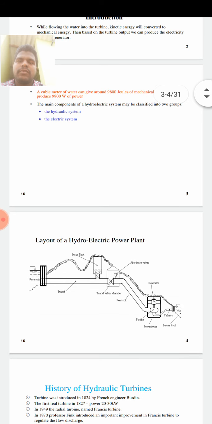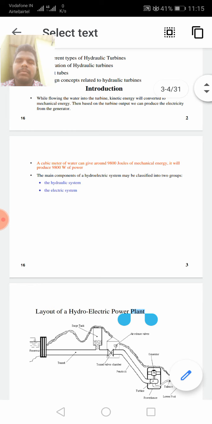Introduction. While water flows into the turbine, kinetic energy is converted into mechanical energy. Then, based on the turbine output, we can produce electricity from the generator. A cubic meter of water can give around 9800 joules of mechanical energy. It will produce 9800 watts of power.